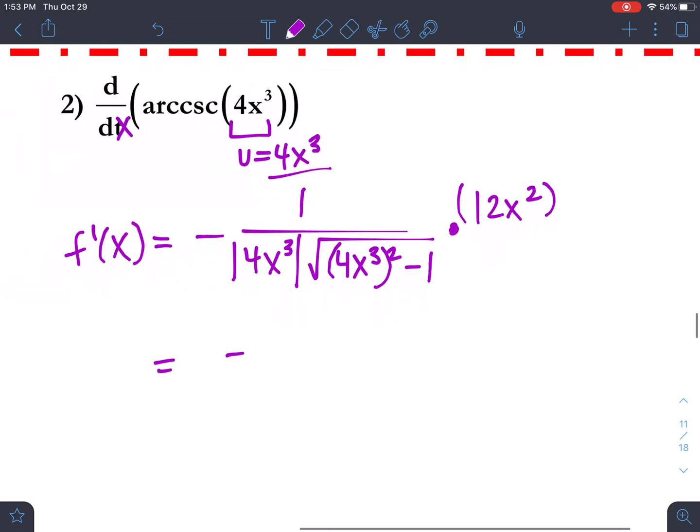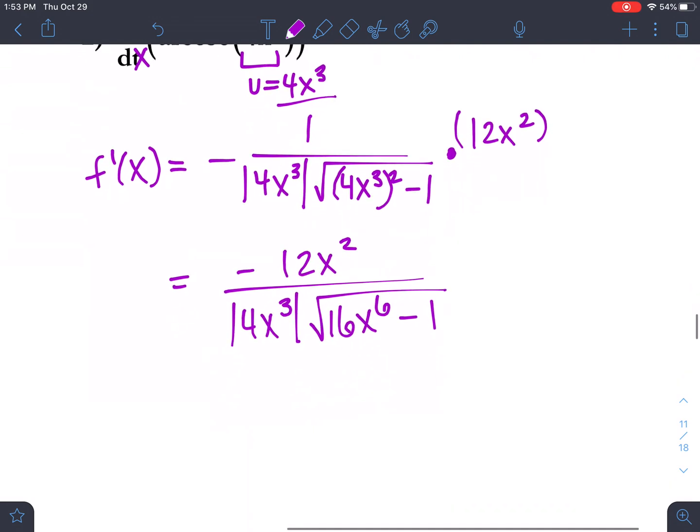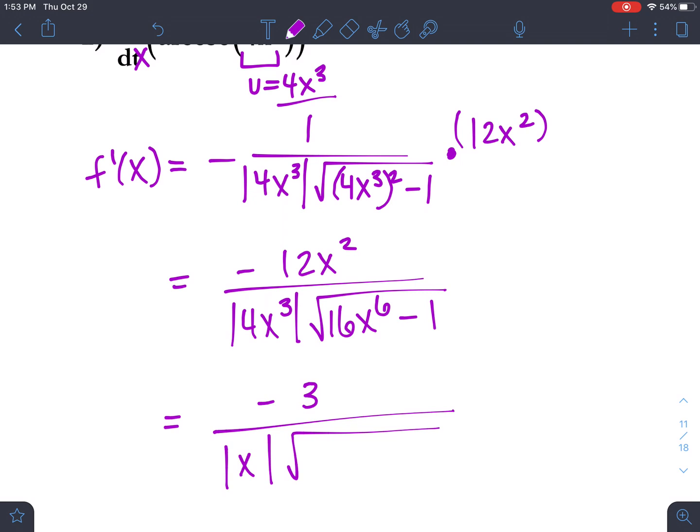So if you want to rewrite it a little bit, negative 12x squared over the absolute value of 4x cubed times the square root of 16x to the 6th minus 1. This would be a fine answer. And just to warn you, with this absolute value, if you take out 4x squared, since that would be positive, you could simplify the top and bottom, and you might see this. So 12 and 4 could cancel to be -3. X squared and x squared could cancel, so you would just have the absolute value of x left over, and then the square root of 16x to the 6th minus 1 would remain.